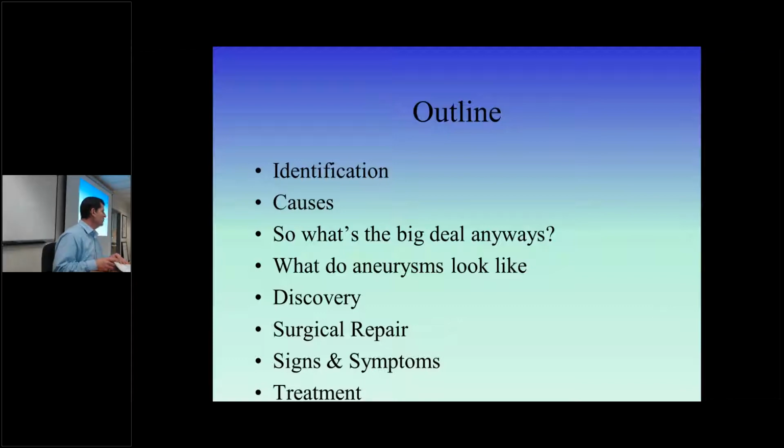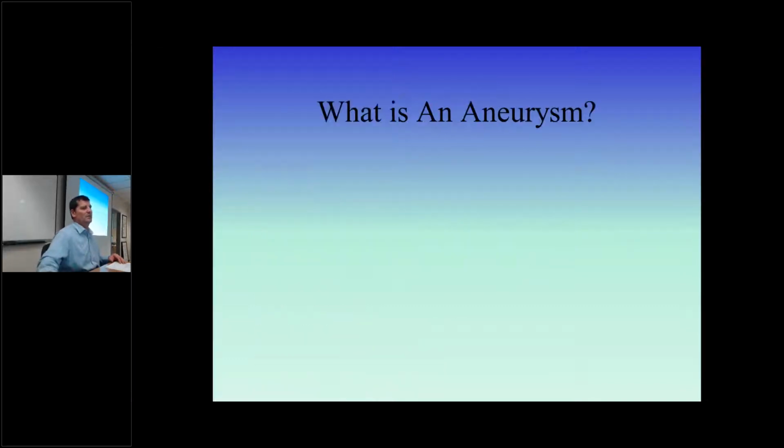I think I kind of talked to you a little bit about this before, of how things represent, what causes them. There are different types of aneurysms that present. What's the big deal about them? How are they going to look? What are you going to see from there? I'll show you some other pictures. We'll talk about the swelling, surgical repair. We went over a little bit of how they're going to present: signs, symptoms, and treatment.